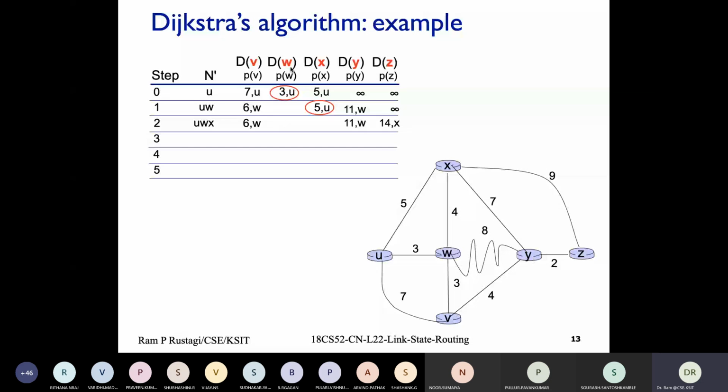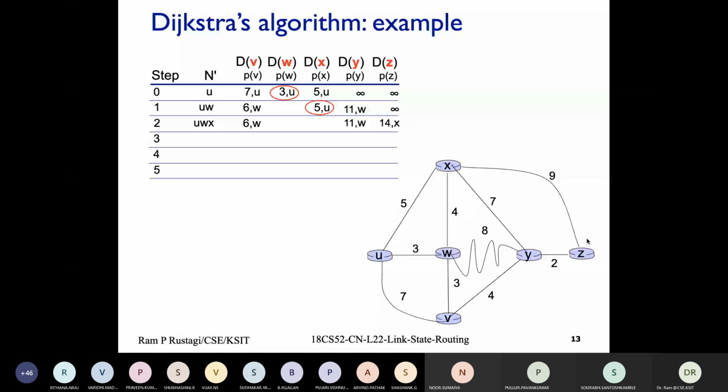Does Y get updated? My Y is previously 11. My dX is 5 and X to Y is 7. So 5 plus 7 is 12. But already my dY is 11, so I don't update it. But look at Z. My previous dZ is infinity. My dX is 5, 5 plus 9 is 14. I update it. Is that okay? Are we fine here?